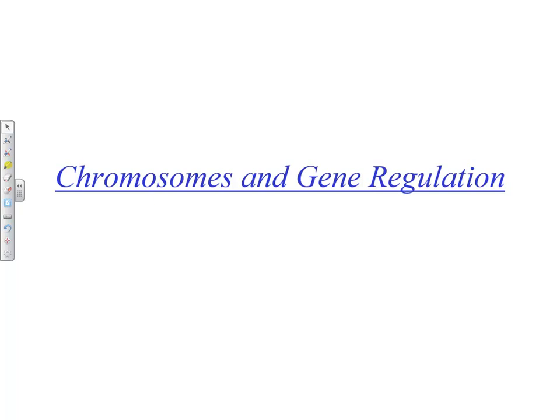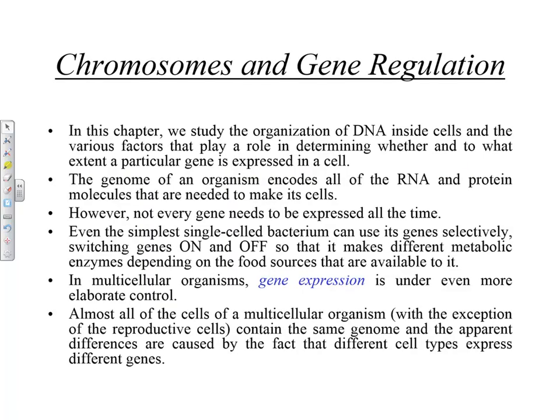So, this chapter will talk about chromosomes and gene regulation. That's about how the DNA in the cells is organized. In this chapter, we study the organization of DNA inside cells and the various factors that play a role in determining whether and to what extent a particular gene is expressed in a cell. Again, remember, a gene being expressed means the corresponding stretch of DNA is getting copied into RNA. Transcription is taking place.